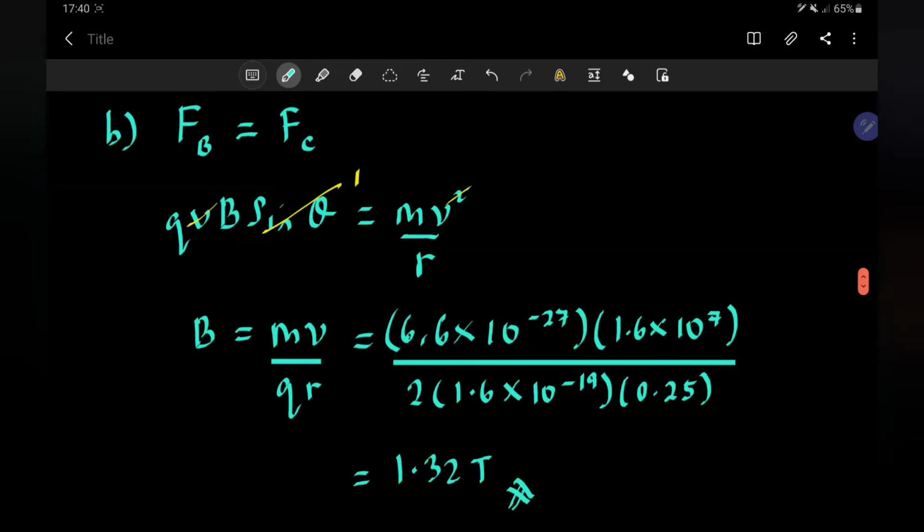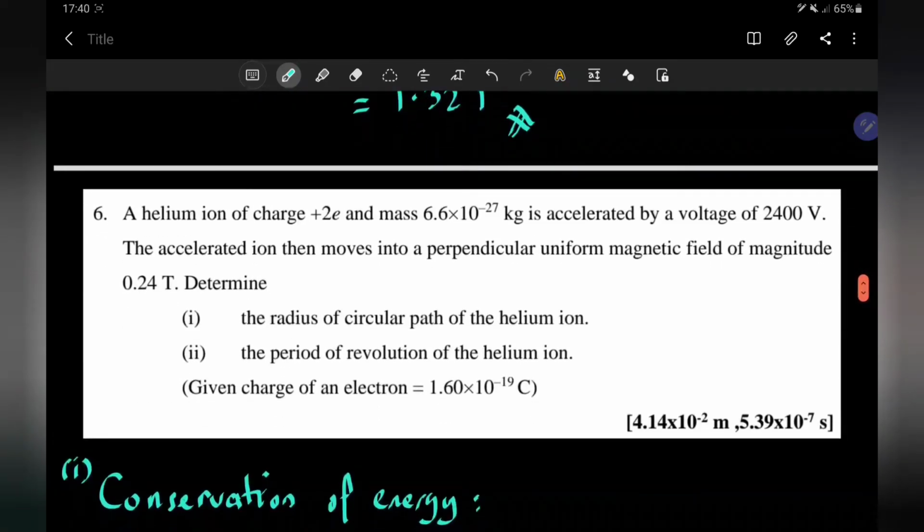Okay, so let's continue with question number 6. What do we have? In this question, they give you a helium ion where the charge is positive 2e and its mass is 6.6 × 10^-27 kilogram. It's accelerated by a voltage of 2400 volts.